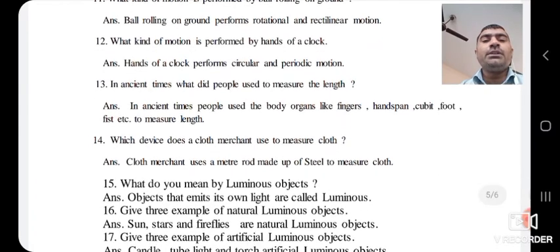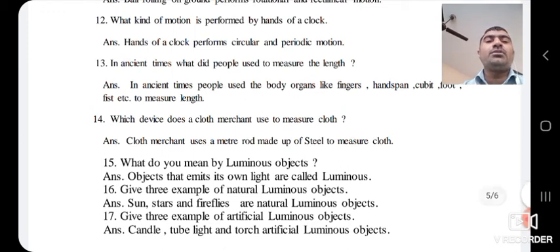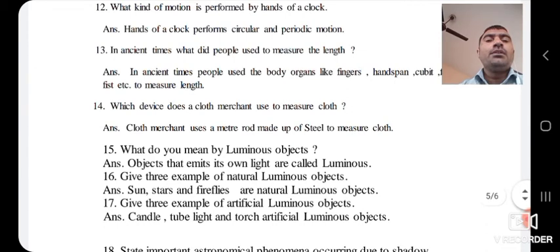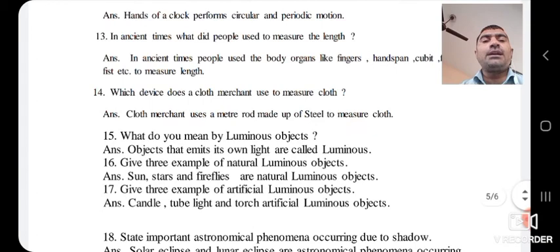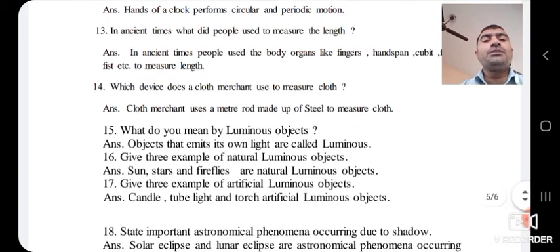What do you mean by luminous object? Objects that emit their own light are called luminous objects. See, what is the meaning of luminous object? Objects that give their own light are called luminous objects. Give 3 examples of natural luminous objects. Sun, stars and fireflies are natural luminous objects.